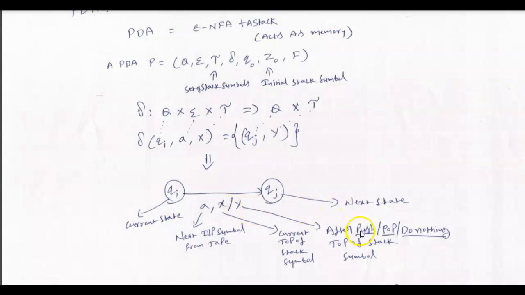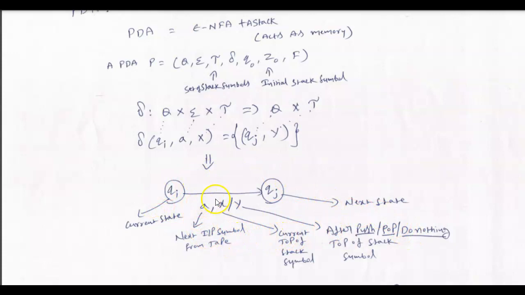Those operations may be a push, a pop, or do nothing. Sometimes we do nothing. That means there is no push and there is no pop operation. There is no change in the corresponding stack symbols. You got my point? This is a simple representation.